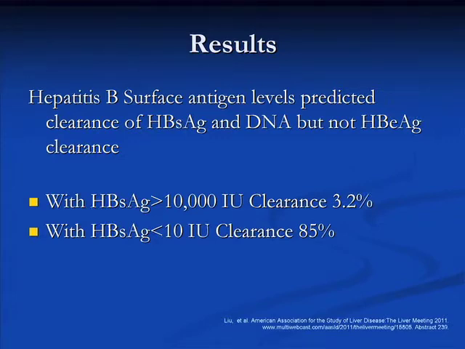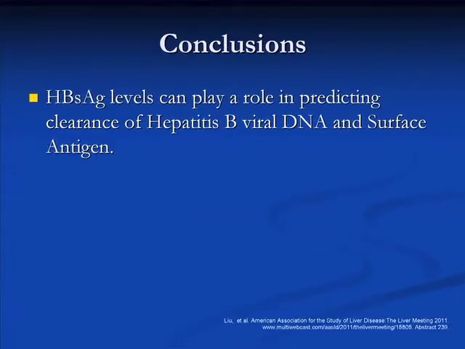So with patients with surface antigen levels over 10,000 international units, the clearance rate was very low. Only 3.2% of these patients cleared surface antigen. But in those patients with very low titers of surface antigen, less than 10 international units, a fully 85% of these patients spontaneously cleared the virus in these patients who are chronically infected.